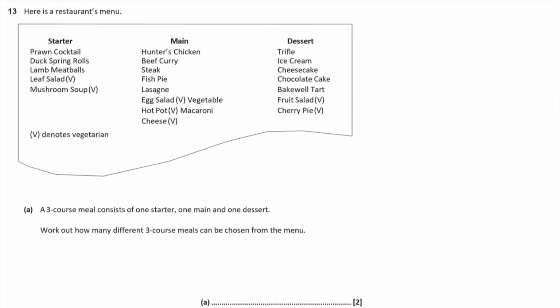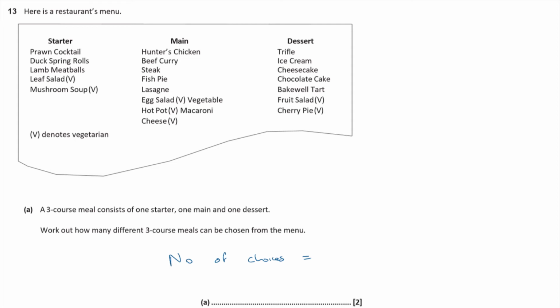A 3-course meal consists of 1 starter, 1 main, 1 dessert. Work out how many different 3-course meals can be chosen from the menu. Okay, so number of choices. It's quite simple, these questions. Number of choices altogether. Now, how many choices you got for your first course?